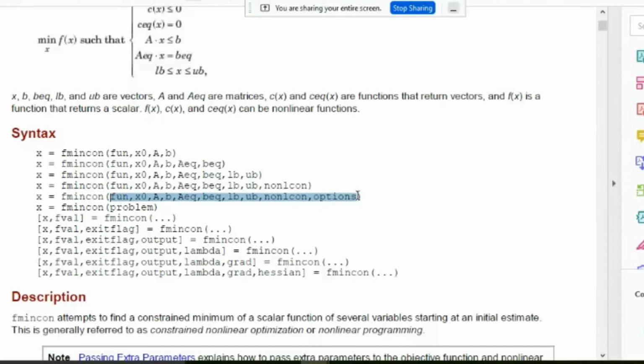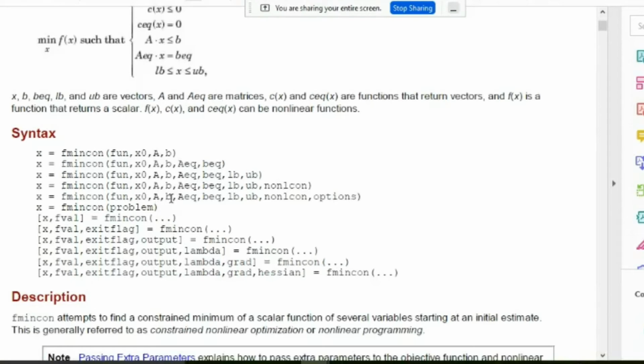Then these are the input arguments. In the same order, we have to give all the input arguments. It is easy to remember. Here fun represents the m file of the objective function, which we have to recall. Then x0 represents the initial guess that we have to provide, and the initial guess is a vector.